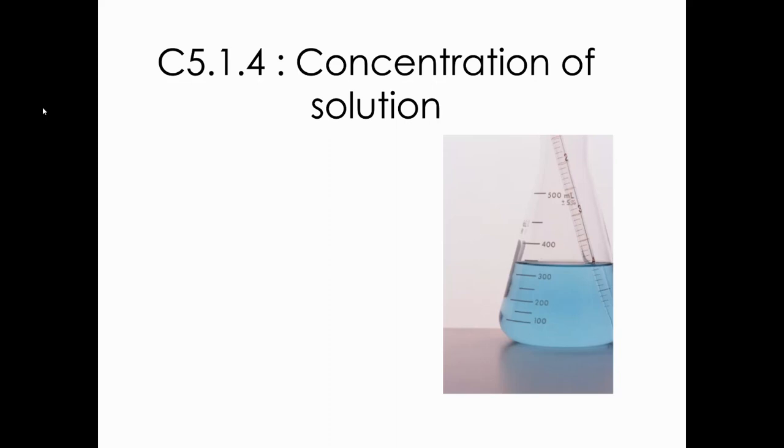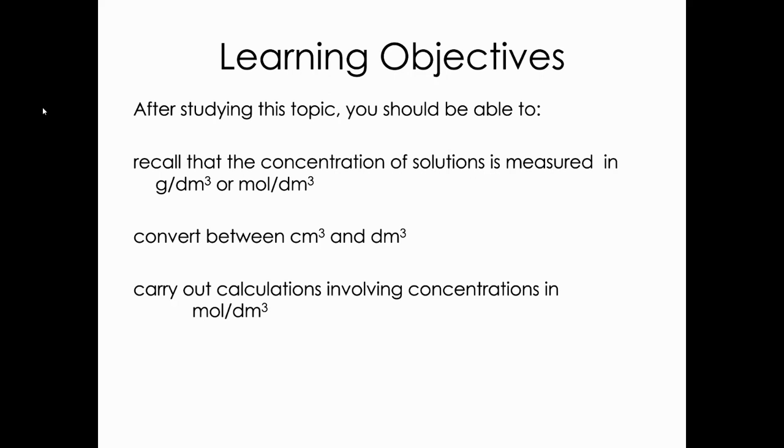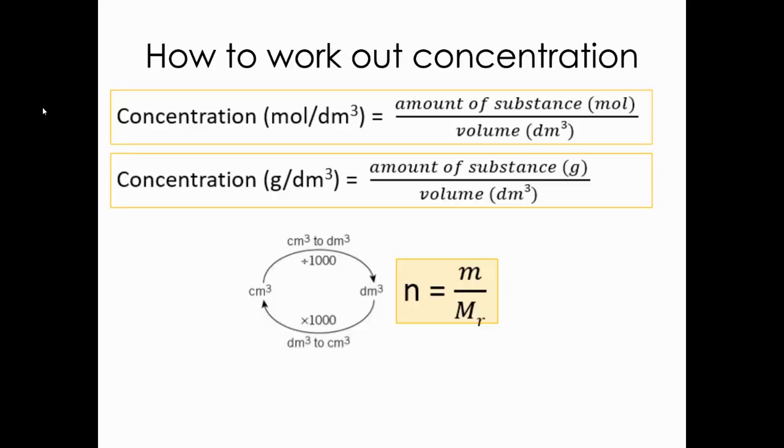Welcome to the video for C5.14, where we're going to look at concentration of solutions. What we need to be able to do is measure the concentration of solutions in two units, either grams per decimeter cubed or moles per decimeter cubed. We need to be able to convert centimeters cubed and decimeters cubed between each other. And then we need to be able to calculate concentrations in moles per decimeter cubed and grams per decimeter cubed.